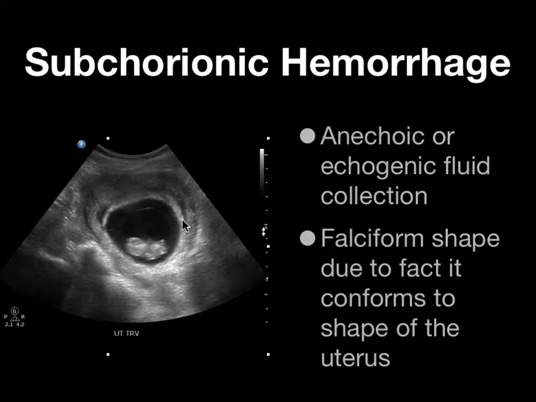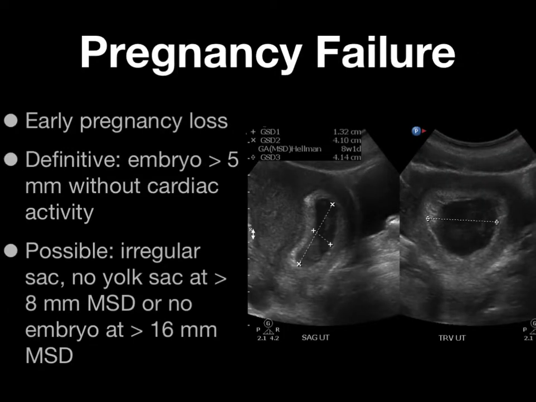So here you've got a subchorionic hemorrhage that extends approximately 50% around the gestational sac. As opposed to using terms like blighted ovum or anembryonic pregnancy, I prefer using terms such as definitive pregnancy failure or possible pregnancy failure, definitive intrauterine pregnancy, possible intrauterine pregnancy, definitive ectopic, possible ectopic.